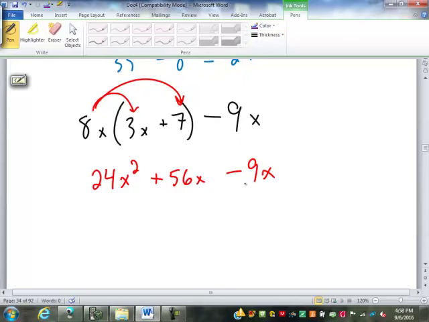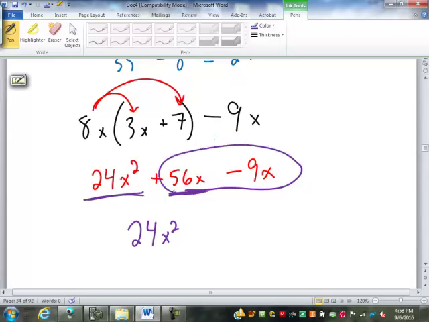What can I combine with that? Is there anything in here that I can combine, I should ask? Anything I can combine with 24x squared? No. Anything I can combine with 56x? Yeah, negative 9x. 56 and negative 9 make a positive 47. Is it x squared now? No, it is still just x. When I add or subtract, I keep the same name.